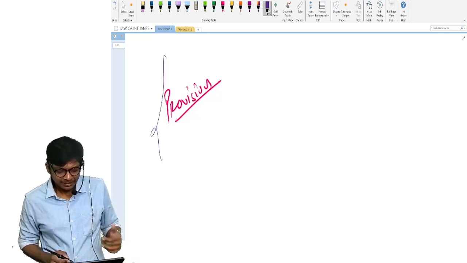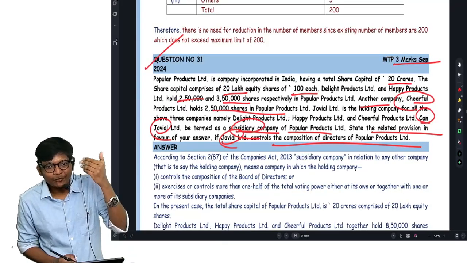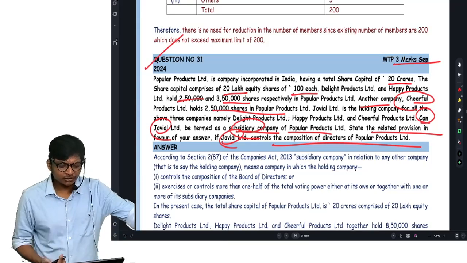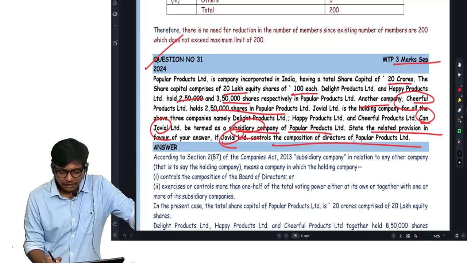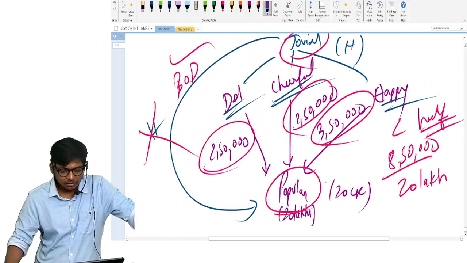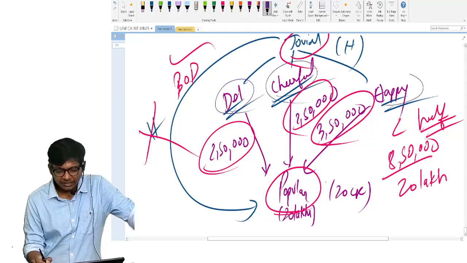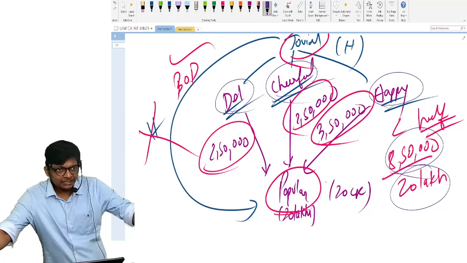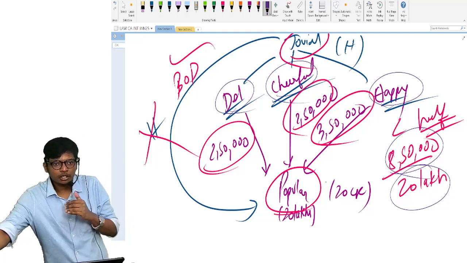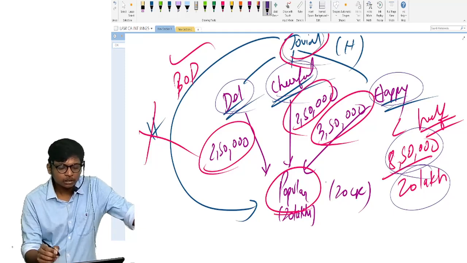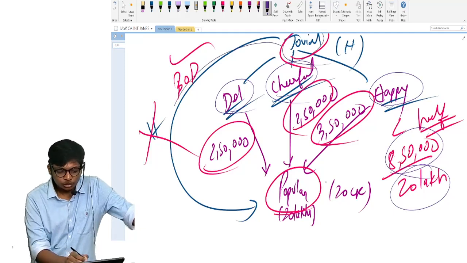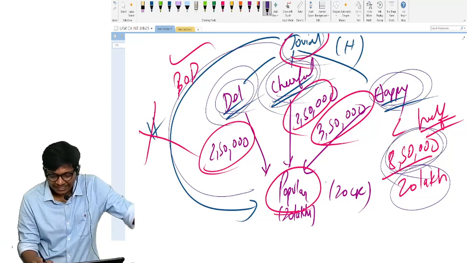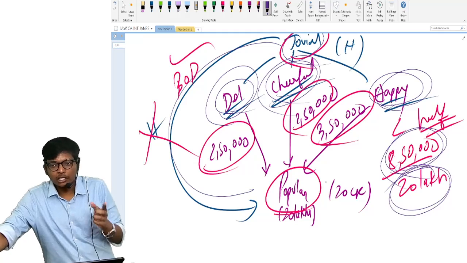In analysis what will you write? Very simply you will write, based on the facts given in the question, in Popular Limited, Delight, Cheerful and Happy combined have 8 lakh 50,000 shares out of 20 lakhs, which is less than half. Therefore, it is not a holding company. Who is not holding? Jovial. Indirect. So I will write like this. Jovial indirectly through Delight, Cheerful and Happy has 8 lakh 50 in 20 lakhs. Therefore, it is not a holding company.